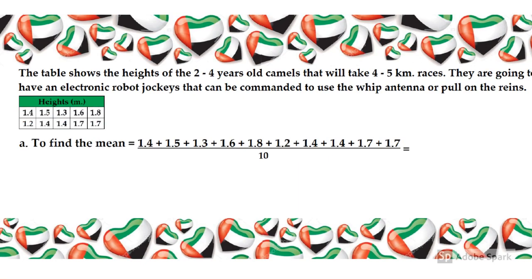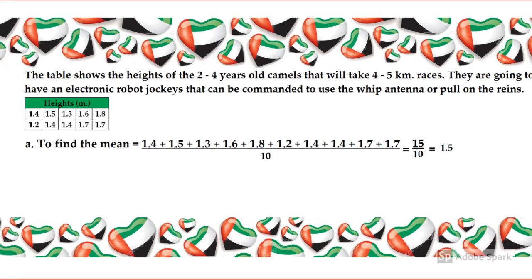The heights of the 2 to 4 years old camels that will take 4 to 5 kilometer races were given below. They are written in meters. So we are going to find the mean by adding all the heights divided by the total number of camels that was measured. Adding all the heights, we get 15 divided by 10. So the mean is equal to 1.5.